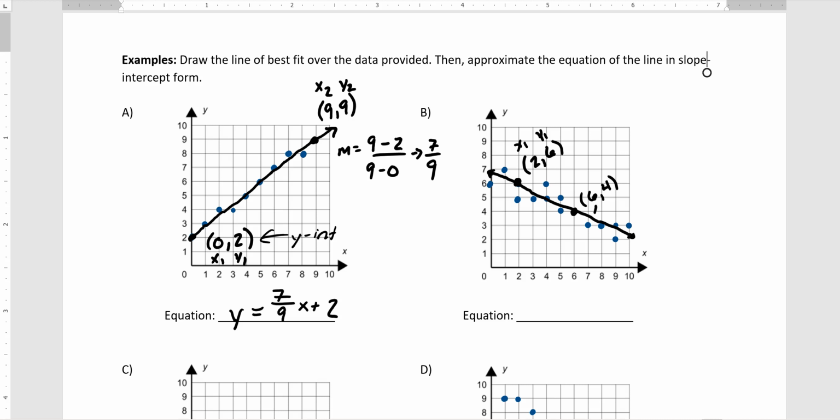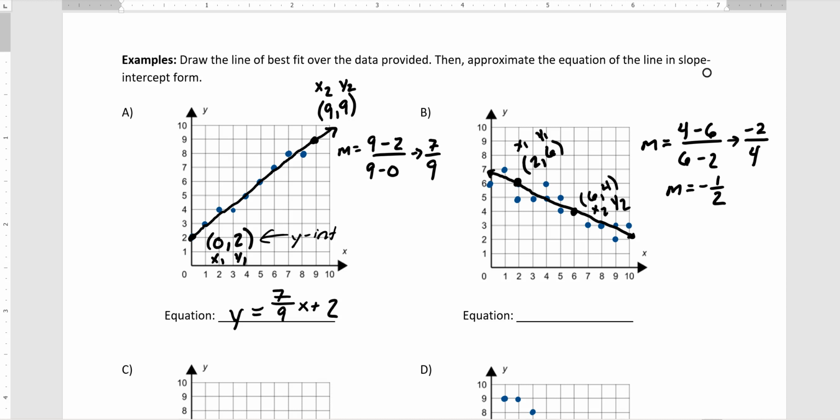X1, Y1, X2, Y2. So we'll say our slope equals y2, 4, minus y1, 6, over x2, 6, minus x1, 2. 4 minus 6 is negative 2. 6 minus 2 is 4. So we'll find a slope of negative 1/2.